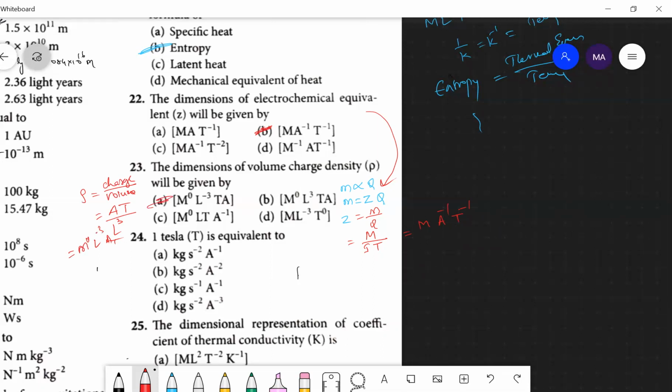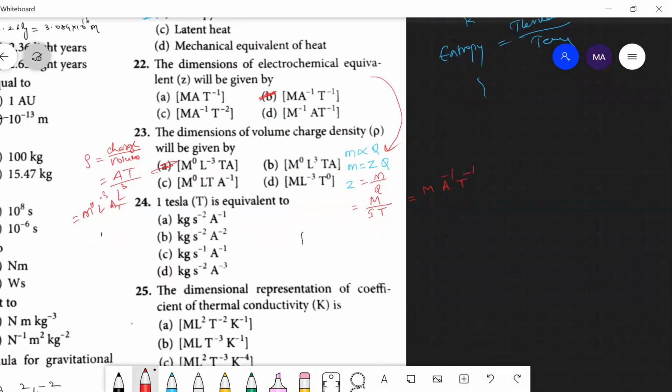Next one. 1 Tesla is equivalent to? Tesla is the unit of what? Can anyone tell me? Magnetic field. Tesla is the unit of magnetic field. So you know that F is equal to, I can write the formula, B Q into V.